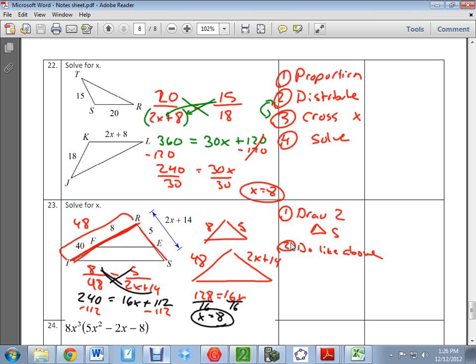Make sure that you know how to find the missing side by adding these things together. Sometimes you'll have to do it in the opposite order and end up subtracting something. So make sure you're paying attention to the differences between those two.